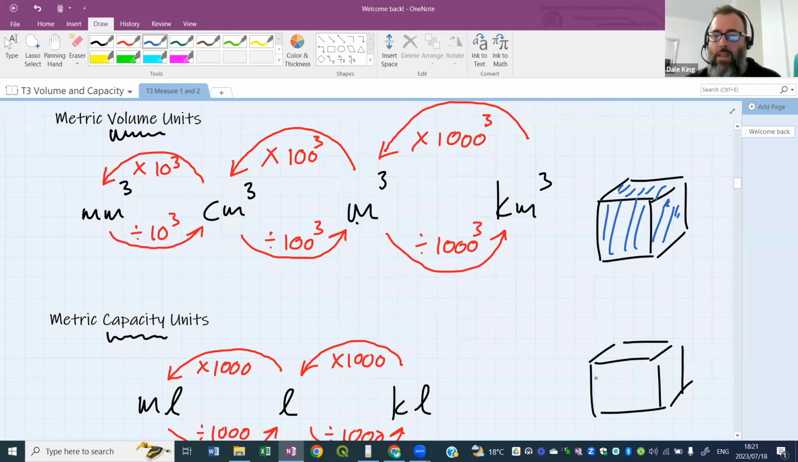Capacity is the ability of a 3D shape to hold something like a liquid. So capacity is filling a 3D shape. When you fill a 3D shape, we talk about capacity. That's why we often talk about liters and milliliters, because when you fill something, often you use a liquid. Liquids fill objects very easily. Volume is the space that a solid object can occupy.